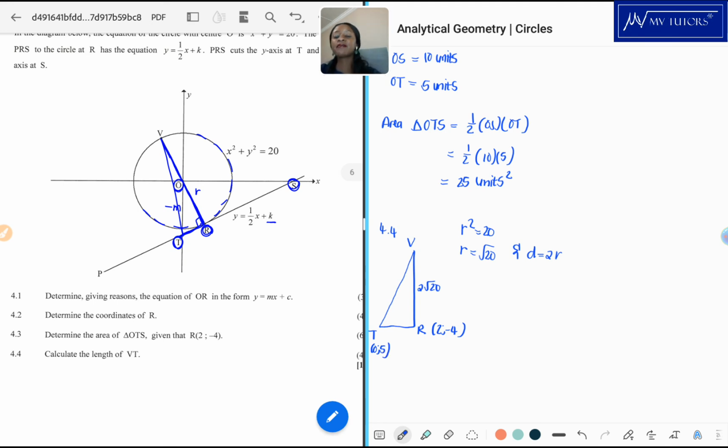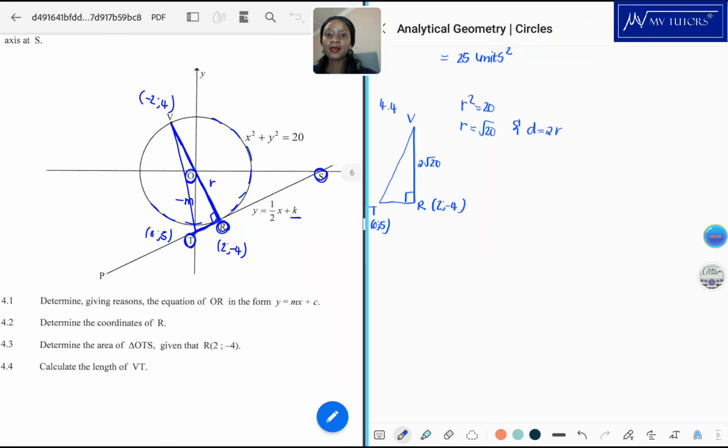Okay, so I'm going to have to use the distance formula to get the distance of R and T. And then I'm going to use finally Pythagoras, because VT is the hypotenuse, so I'm going to use Pythagoras to get what VT is. Okay, so let's get what RT is.